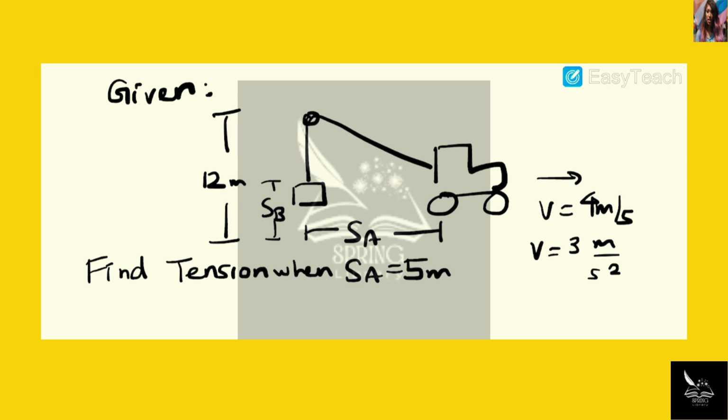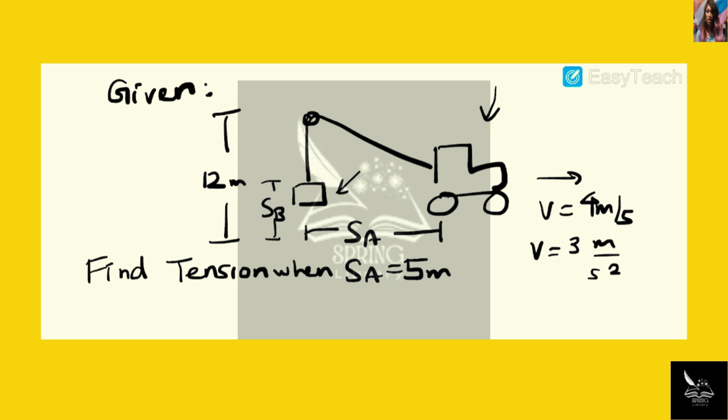Hi everyone. In this problem we're going to use kinematics to relate the acceleration of this tractor shown here with the acceleration of this box shown here. Then we're going to use Newton's second law and that acceleration to find the tension force when SA has reached a certain value.